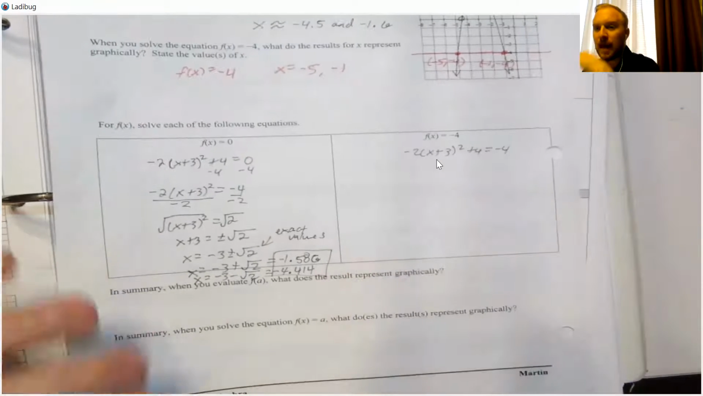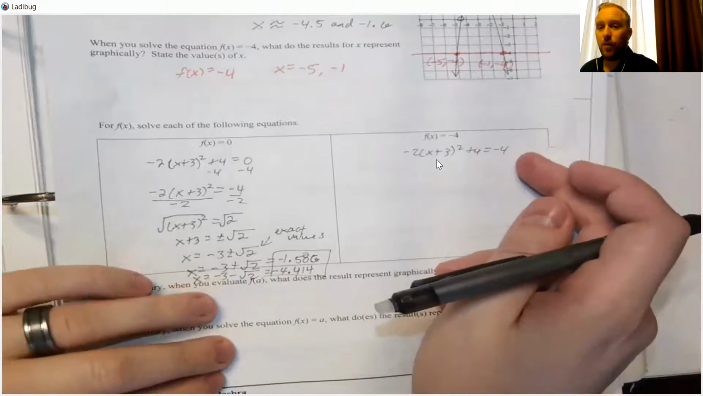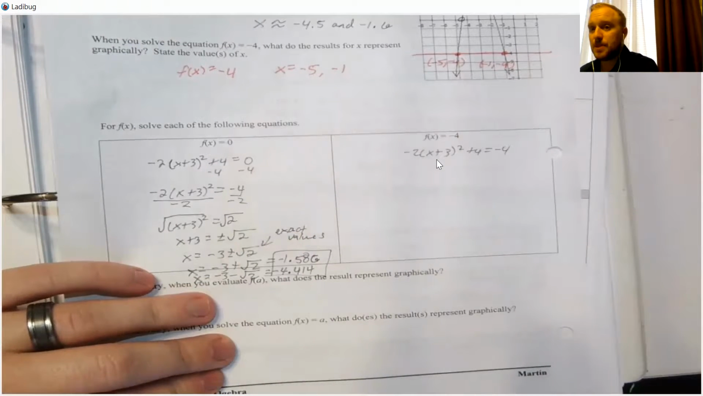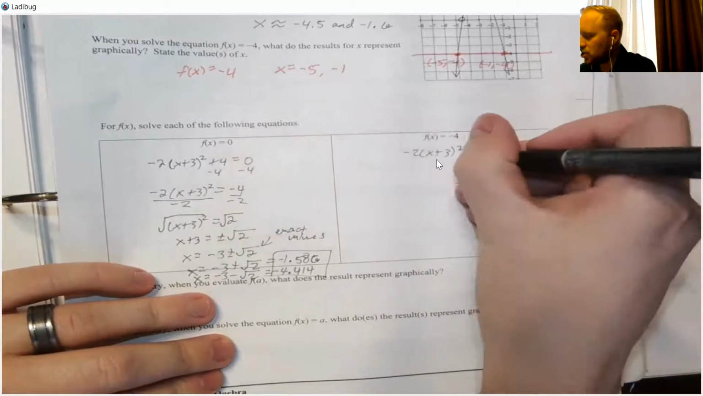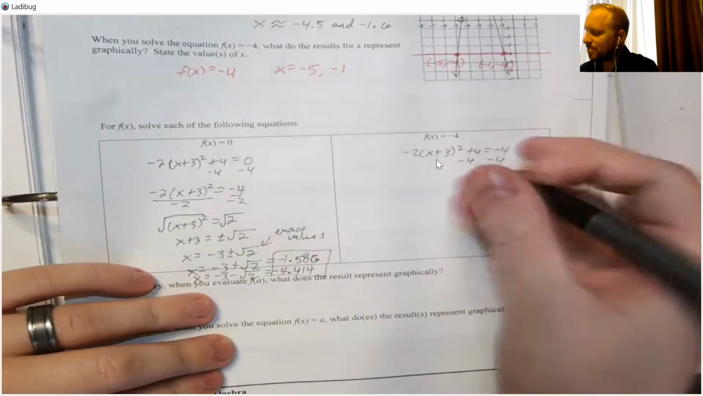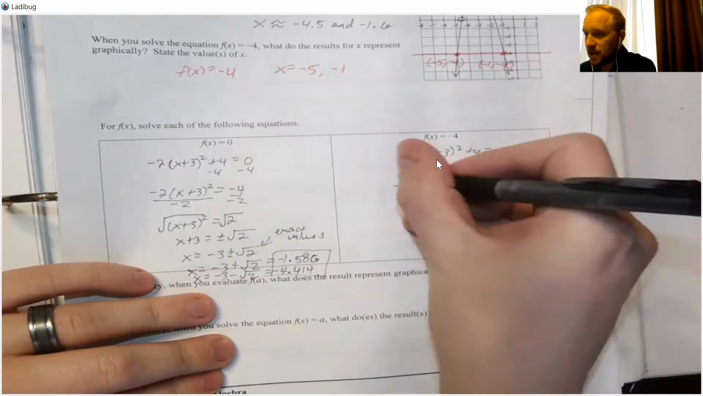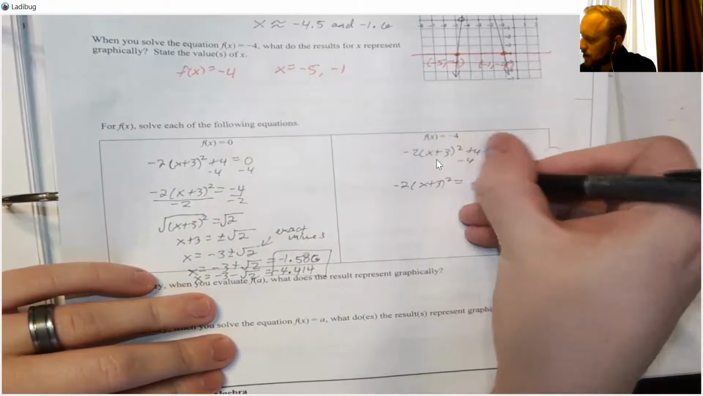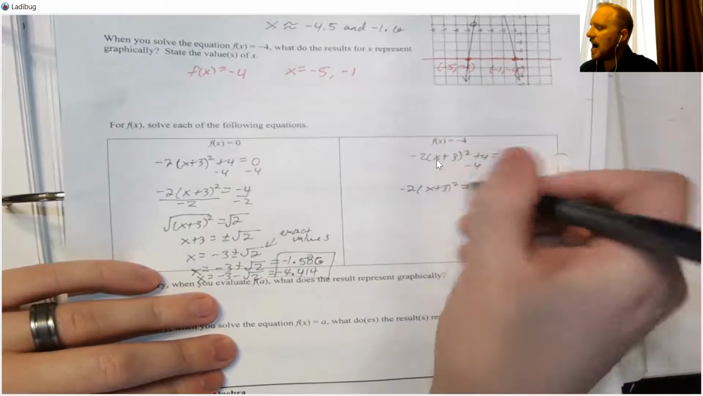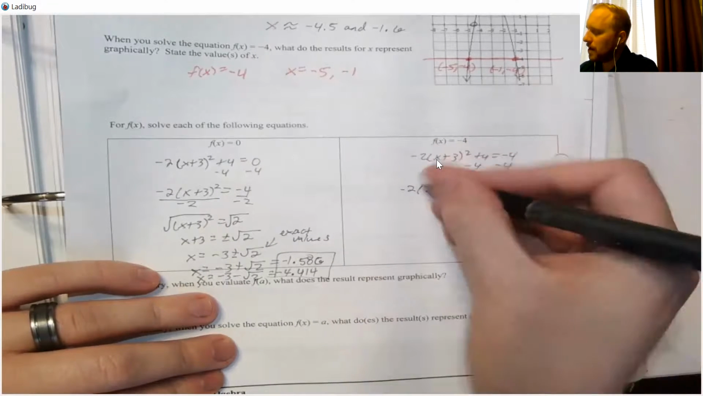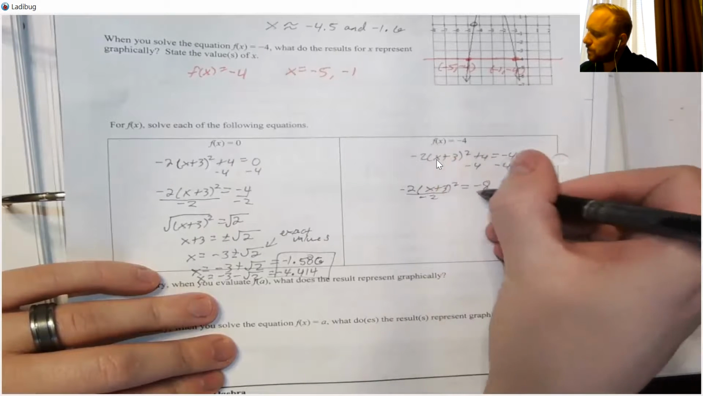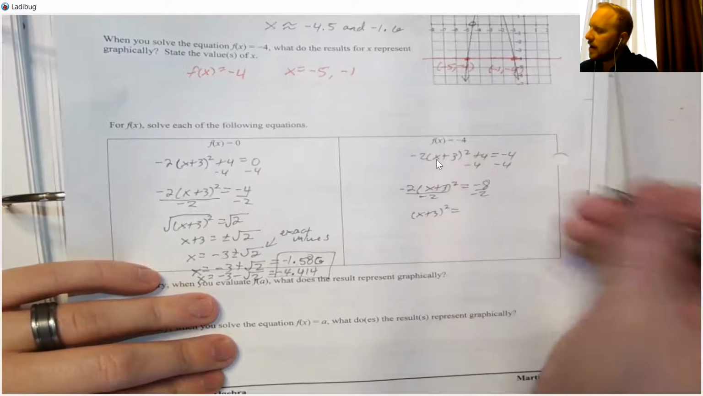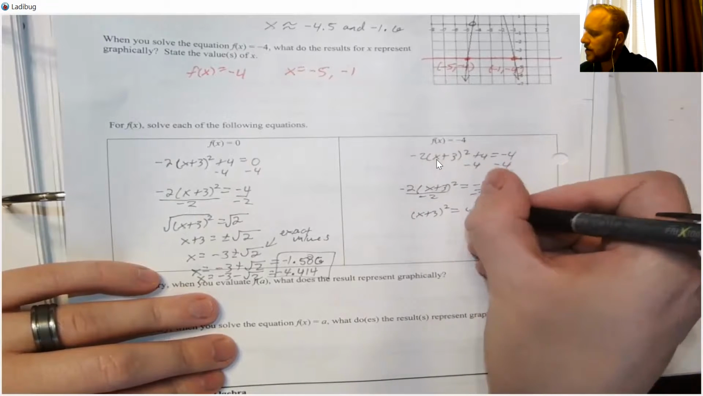Okay? Now, we're going to do it when it's set equal to -4. So I'm going to do the same thing that I did here, all the same steps, but this time it's set equal to -4. So I'm going to subtract 4 from both sides. This gives me -2 times x plus 3 squared is equal to -8. Now I'm going to do the opposite of multiply by -2. I'm going to divide by -2. This is going to then leave me with x plus 3 squared on the left. And -8 divided by -2 is +4.